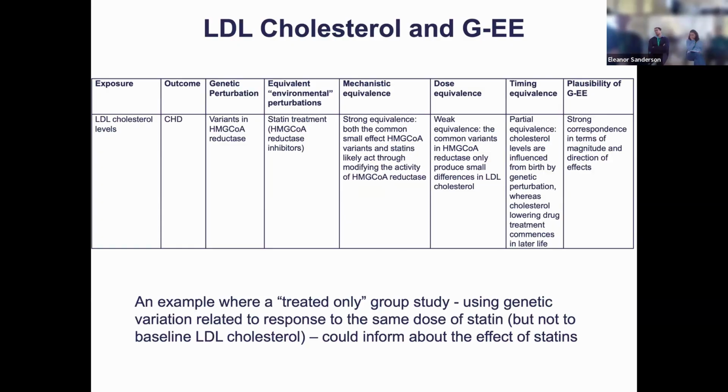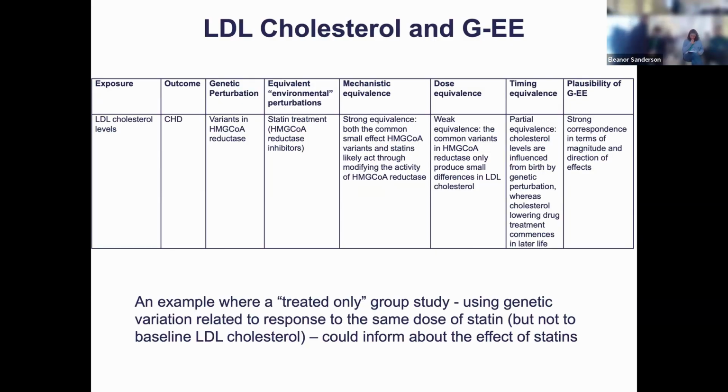And the timing equivalence is only partial, because you start taking the statins, and the trials for statins are started at age 40 or 50 or 60. But of course, you have the genetic variation from conception, and therefore your LDL cholesterol levels are different over a long period of time. So think of the equivalence in those three terms of mechanism, dose and timing. Those give the things you want to line up. And it is an example of where a treated-only group study could be informative. Jack talked somewhat about genetic variation related to compliance, which we'll have to think about, whether compliance to statins would relate to other factors that might influence outcome.